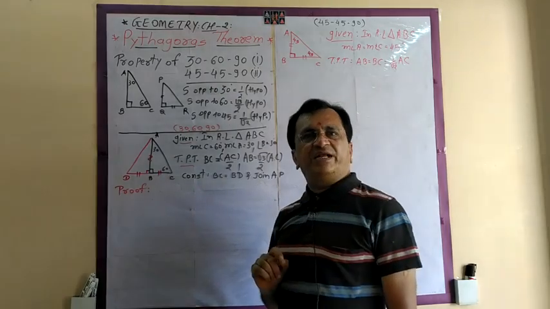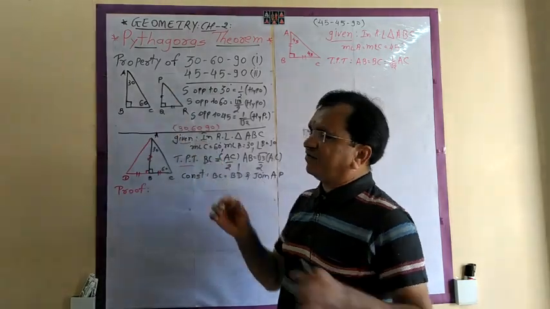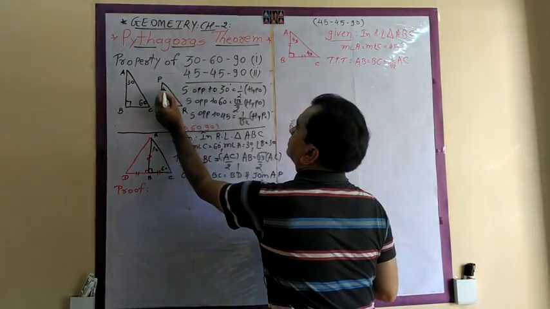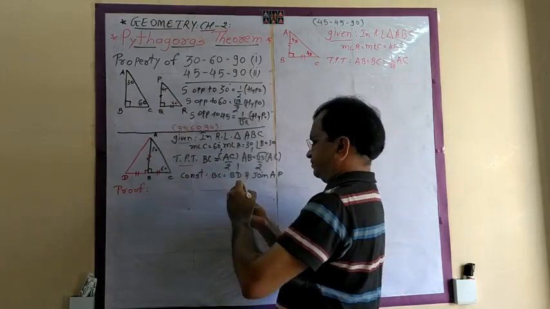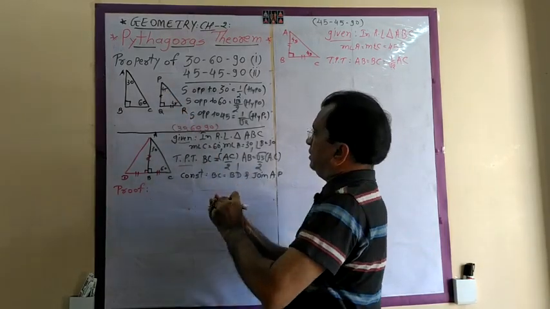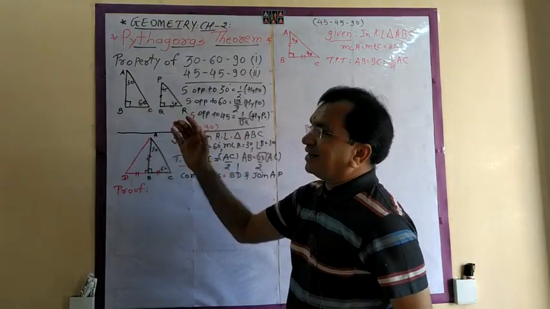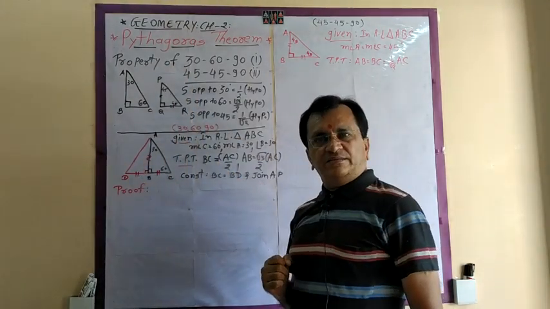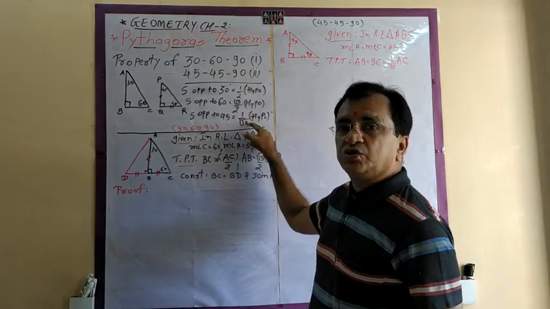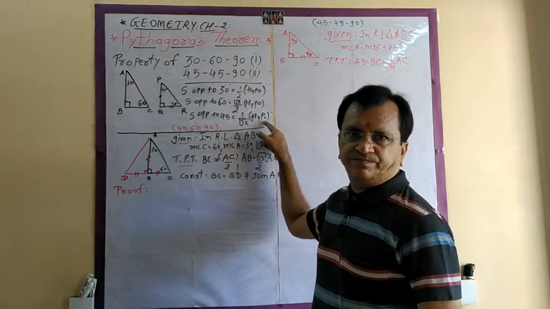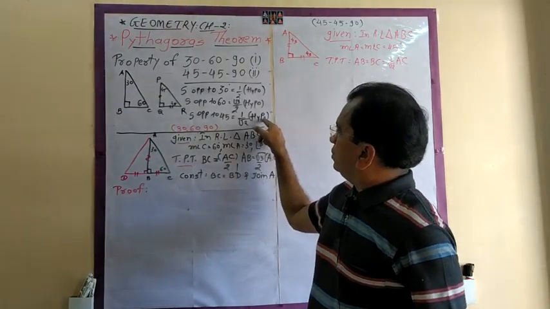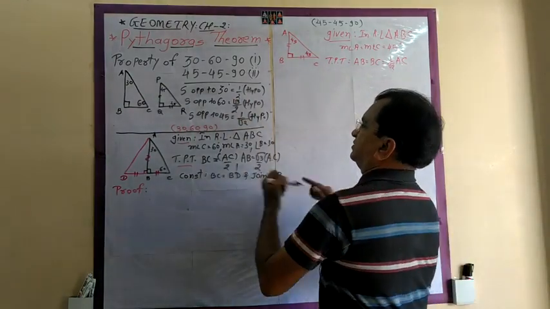And in 45 45 90, these both are 45 45. In triangle PQR, PQ and QR are the opposite side of 45 degree. That is 1 by root 2 time of the hypotenuse. So first we will prove this.